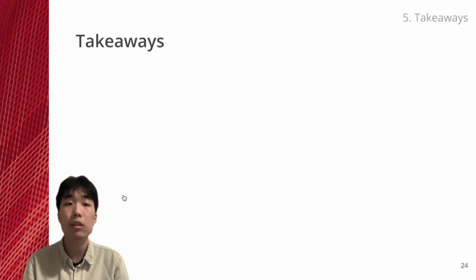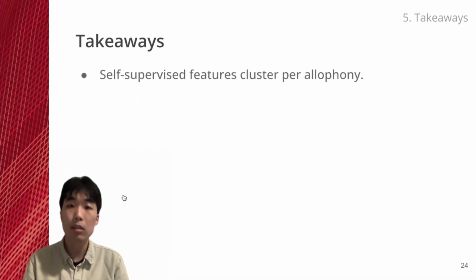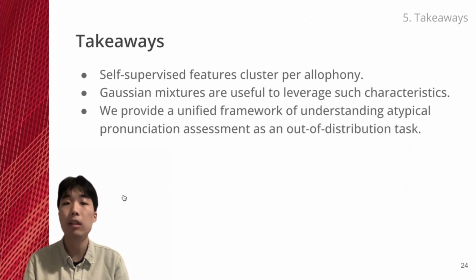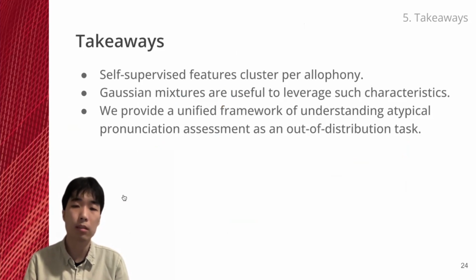So let's finish with the takeaways. First, self-supervised features cluster per allophony. And Gaussian mixture seems to be effective in leveraging that allophony information for pronunciation assessment. And finally, we provide a unified way of understanding pronunciation assessment, framing it as an out-of-distribution task, and provide lots of resources for the benchmark.